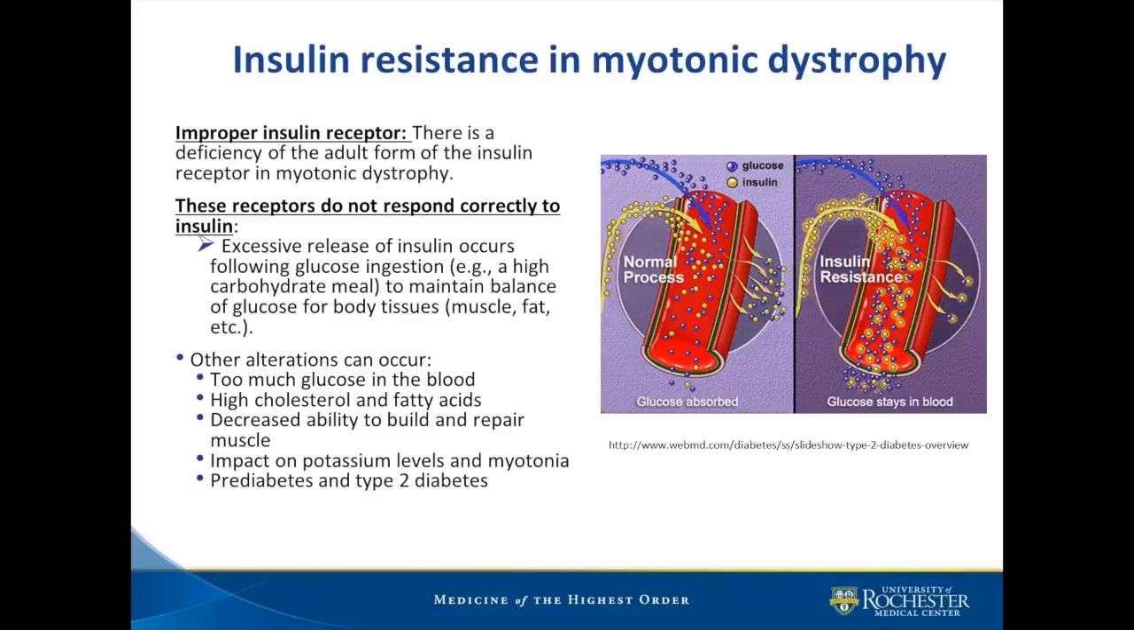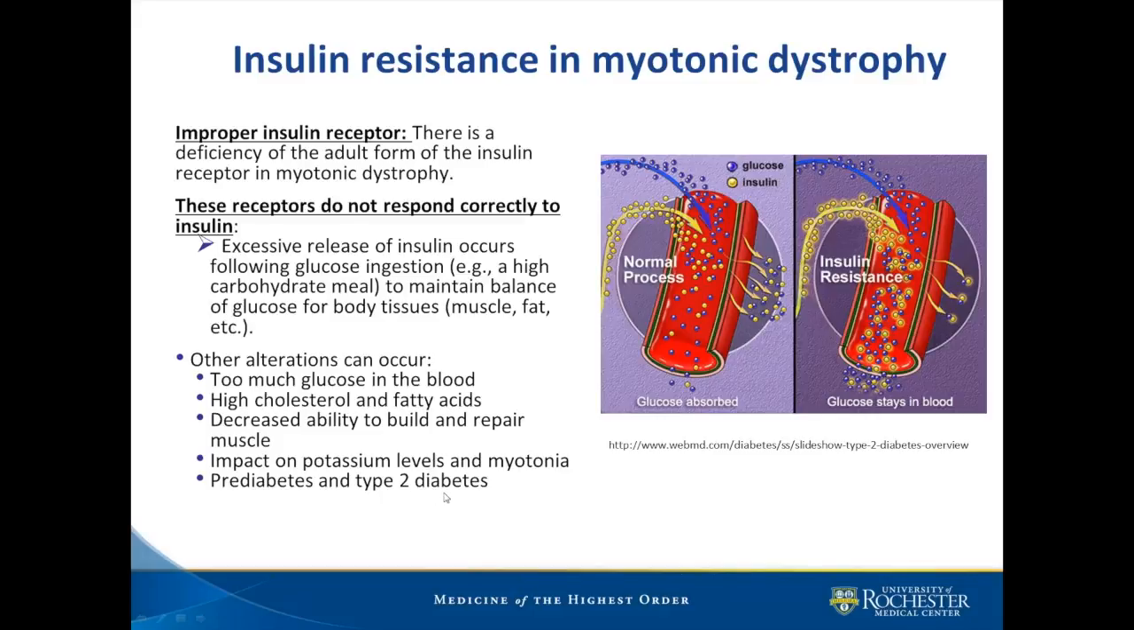So in some patients who are really insulin resistant, you'll see an elevated glucose or a prolonged elevation of glucose within the normal range. So you have too much glucose in the blood, and then some of the other side effects of insulin resistance are what's called abnormal lipid metabolism, where you have elevated cholesterol and fatty acids, and you also have a compromise in one of insulin's actions, and that is to build muscle and to help repair muscle.